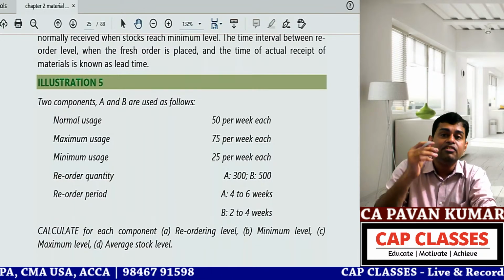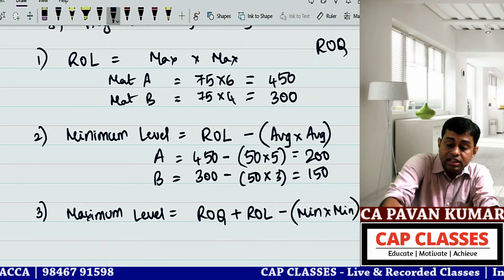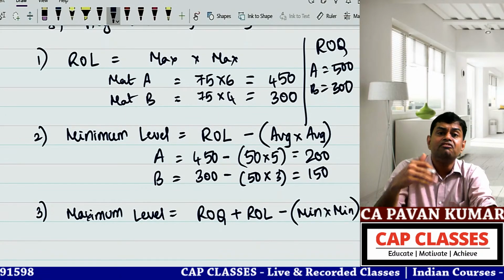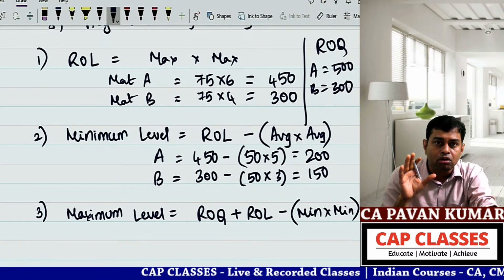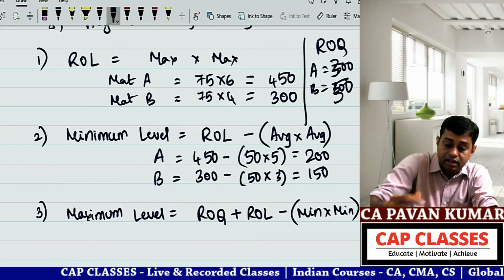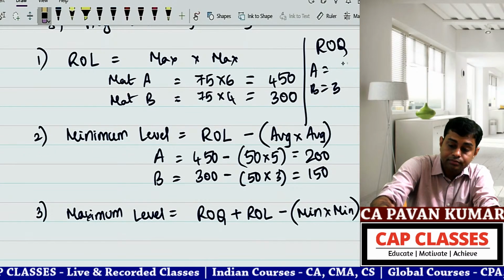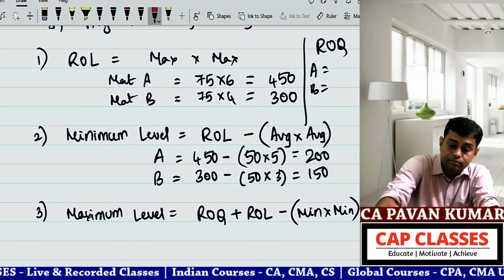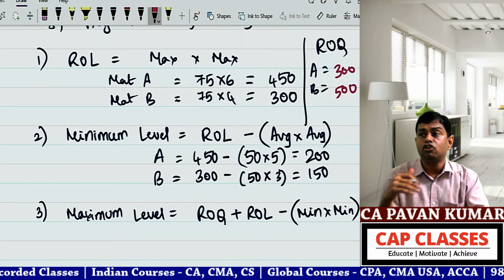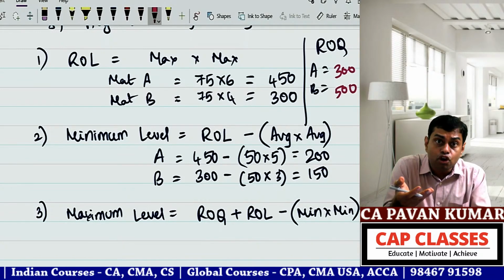Okay. Reorder quantity is given in the question itself. 300 for A, 500 for B. If they have not given, they'll give data to calculate EOQ. EOQ, ROQ are same, no? In this question, they mentioned 300 for A, 500 for B. If they have not given reorder quantity, they would have given data to calculate EOQ. Then we'll calculate EOQ, we'll take EOQ as ROQ.